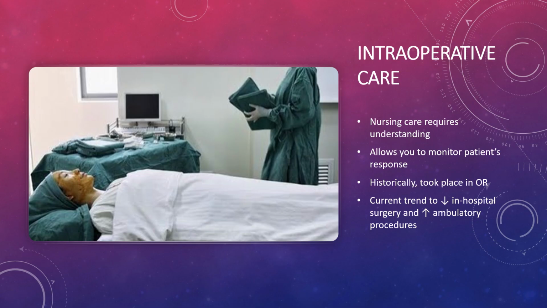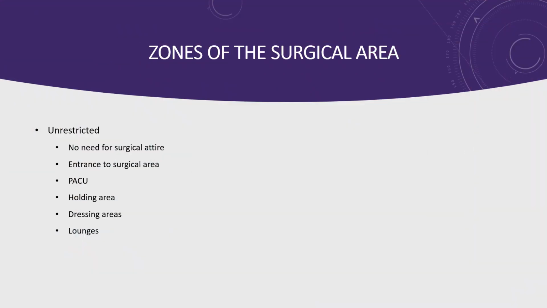Intraoperative care. This is when the patient actually goes into the OR suite, okay? There are 3 different zones to surgery itself. The first one we just talked about, this is the unrestricted area. This is pre-op. This is where you could walk into this area in street clothes. You could have your Skechers on, blue jeans on, and a hoodie, and this would be absolutely fine, okay? No problems with this whatsoever.